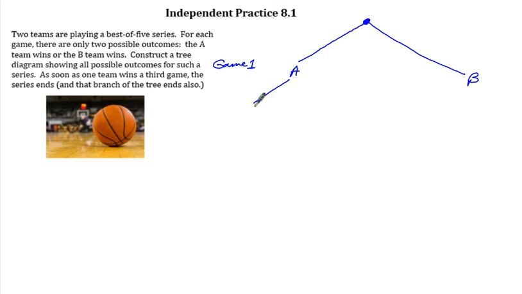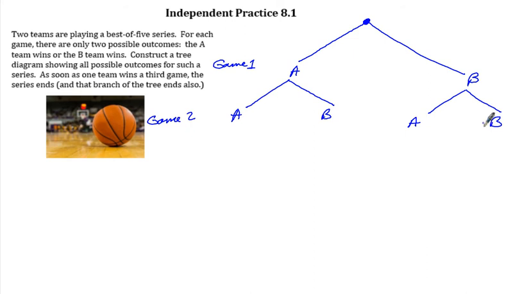And in game 2, these are the different outcomes. A or B, A or B. So this is game 2. Okay. Now, again, A has won twice here. But remember, in a best of 5 series, you've got to win the majority of games. And so somebody has to win at least 3 games. Or the first team to win the 3 games is the winner of this.